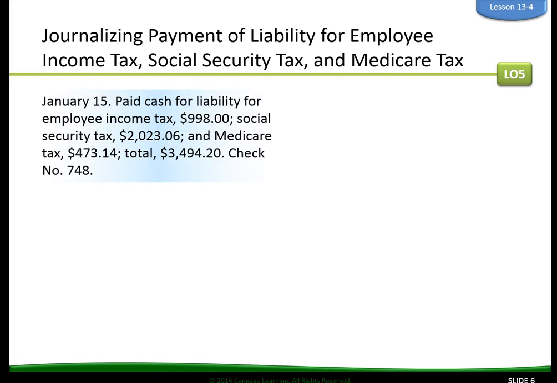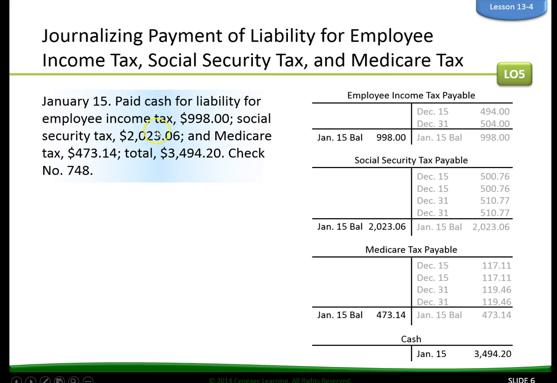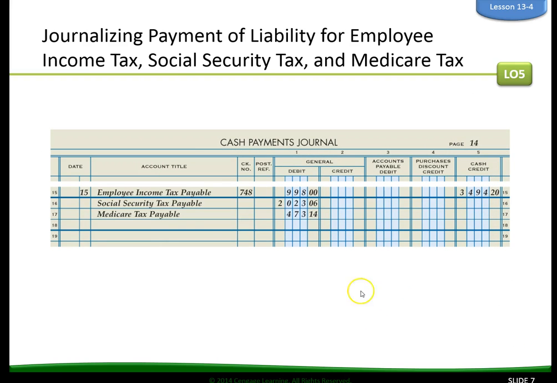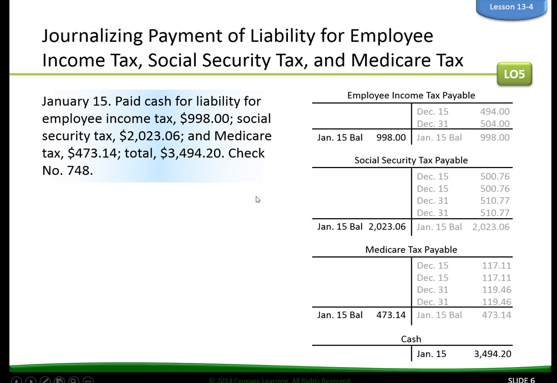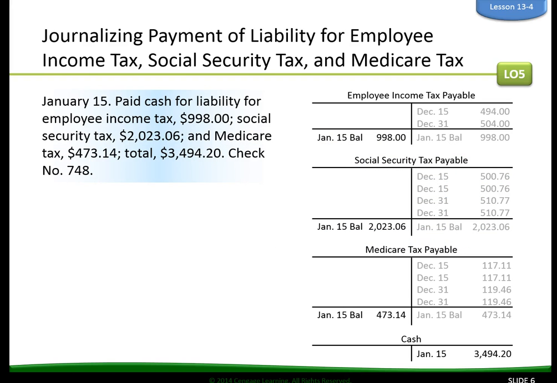Journalizing. So here's our information. Those are our T charts. See employee income tax right here. And then Social Security, it's listed twice, for you and the employer. Medicare, it's listed twice. And then we have cash. Employee income tax payable, check number, that was from the previous slide. Okay, $9.98. That's your employee income tax payable.